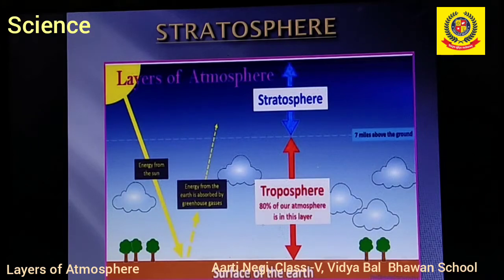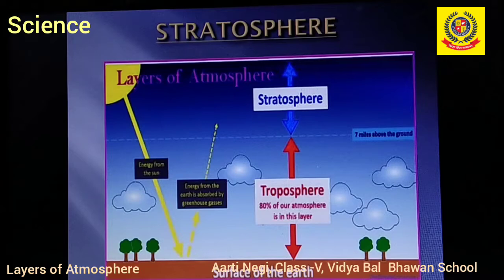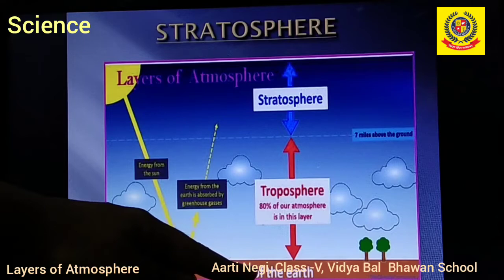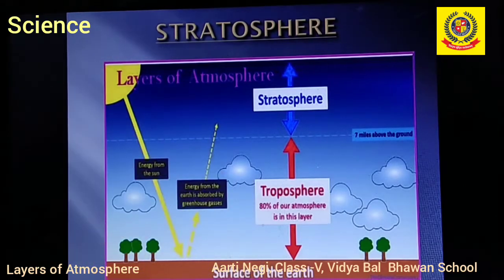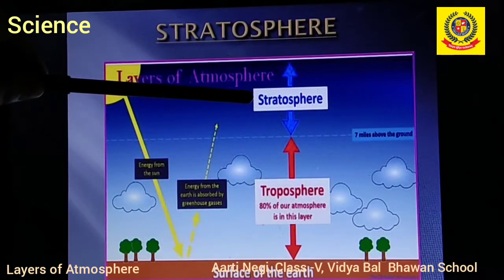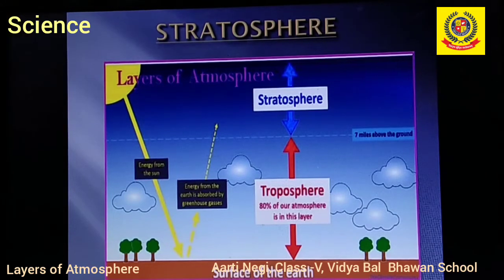Now students, come to the second layer, that is stratosphere. Here you can see, if we start moving from the surface of the earth upwards, the first layer is troposphere, and next to troposphere, the next layer is stratosphere. Stratosphere is the layer that is present just above the troposphere, and there is no weather in the stratosphere.